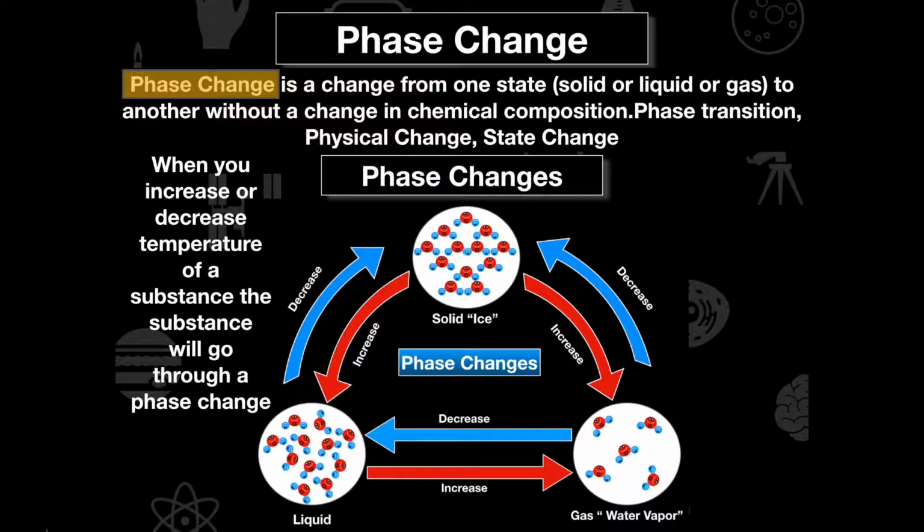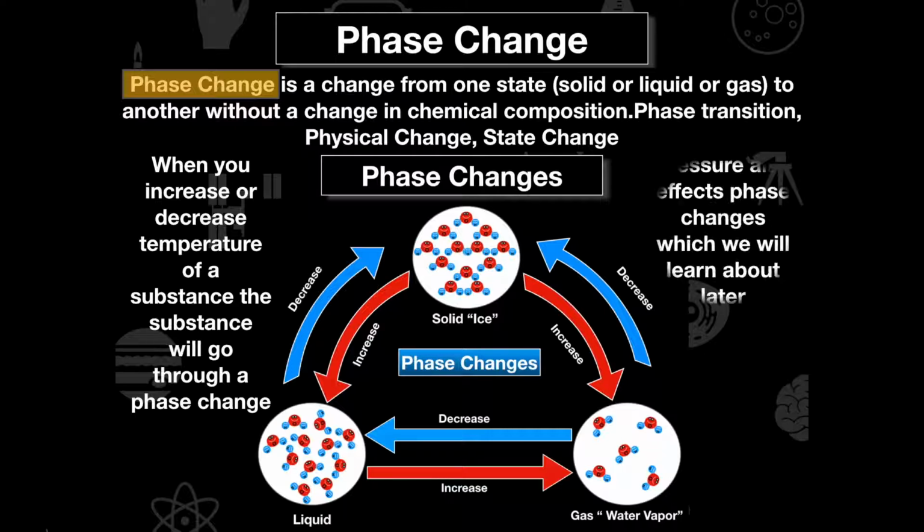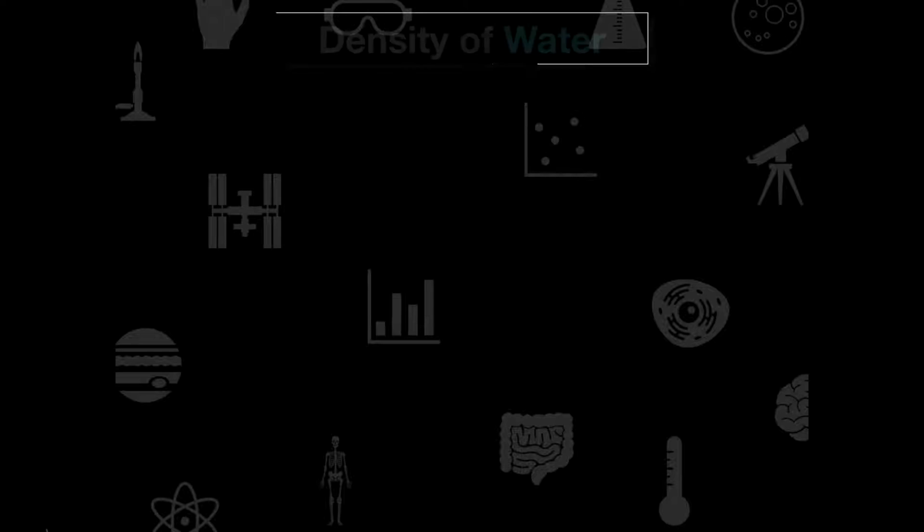Now, when you increase or decrease the temperature of a substance, you're going to force that substance into what we call a phase change. The other thing we have to think about is that pressure might also affect phase changes. And when you get into a chemistry course, pressure and temperature are the two variables that affect the changes of water and other substances from a solid to a liquid to a gas. So let's look at the density of water as water goes through phase changes here.